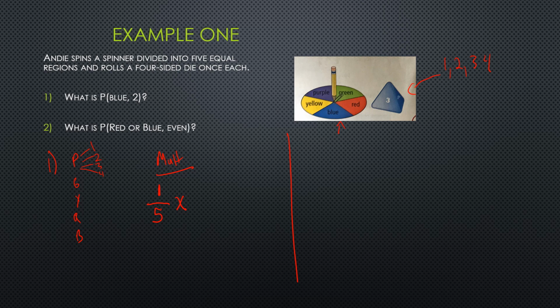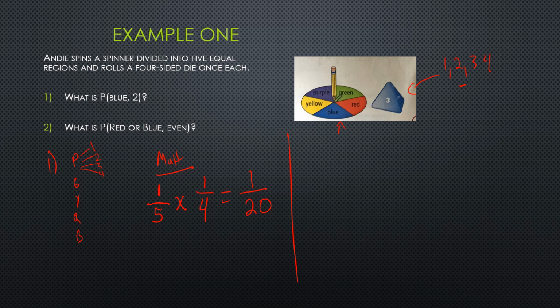On that die, there's only 1 two, so we have 1 chance of rolling a 2 on that die, and there are 4 possible outcomes. So if we multiply our probabilities together, 1 times 1 is 1, and 5 times 4 is 20. That gives us a 1 in 20 chance of getting a blue 2.